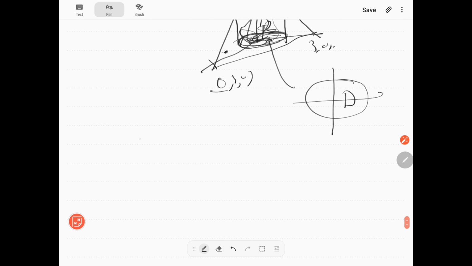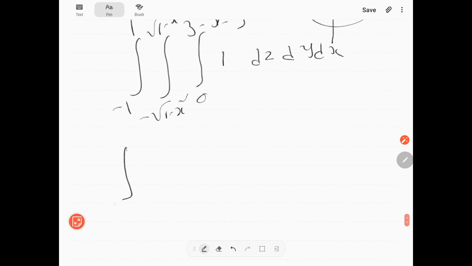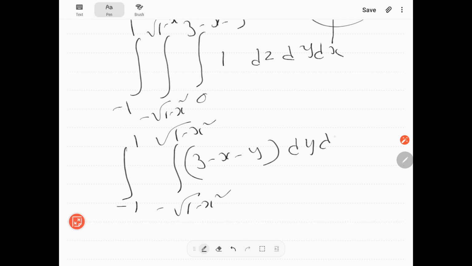So in this particular problem, your z limits will be 0 to 3 minus x minus y, and y limits are minus root 1 minus x square to plus root 1 minus x square, and x from minus 1 to 1. Here the integrand is 1, dz, dy, and dx. So this problem also I'll leave at some place where you can evaluate easily. Till that stage I'll do it. And the integral of dz is z. If I substitute the limits, this is 3 minus x minus y dy dx.